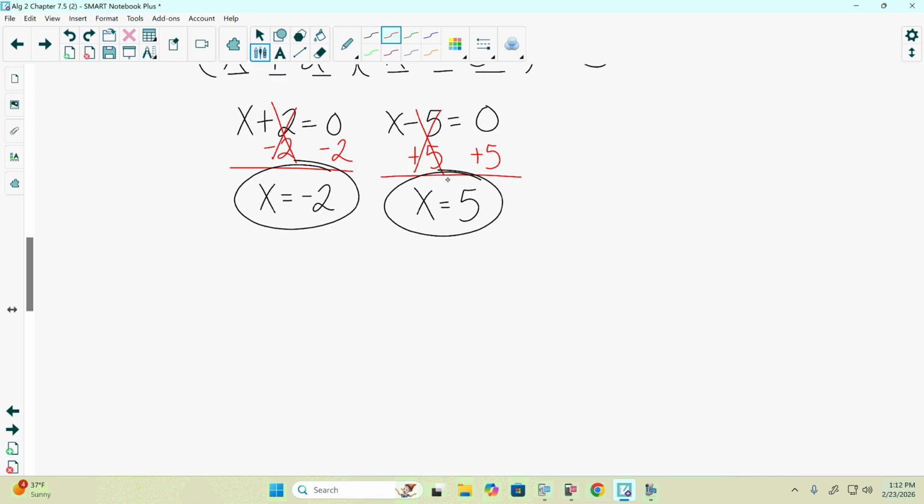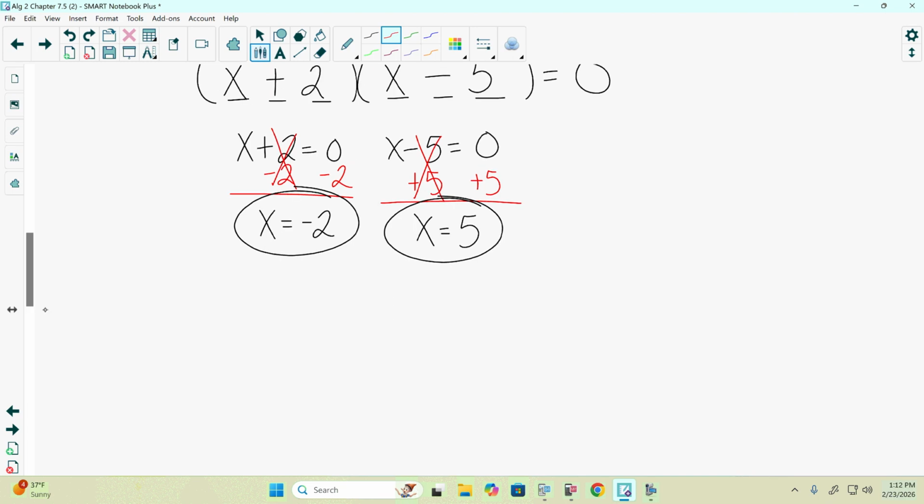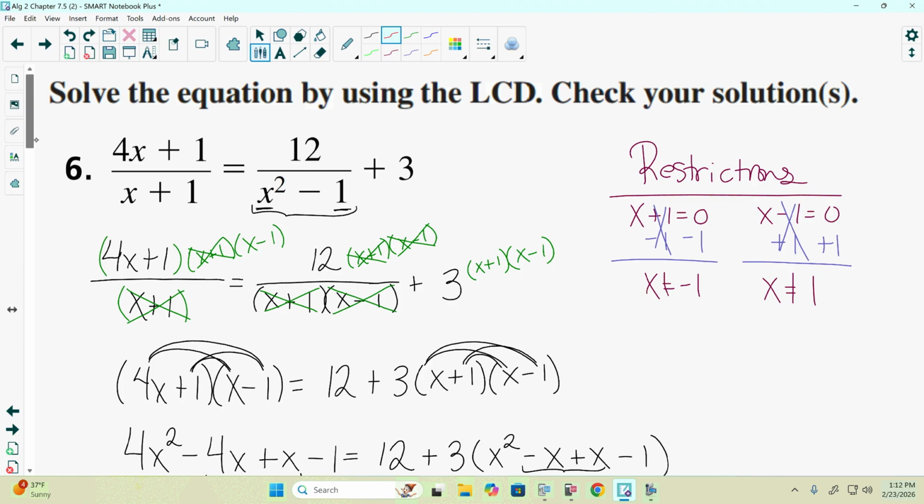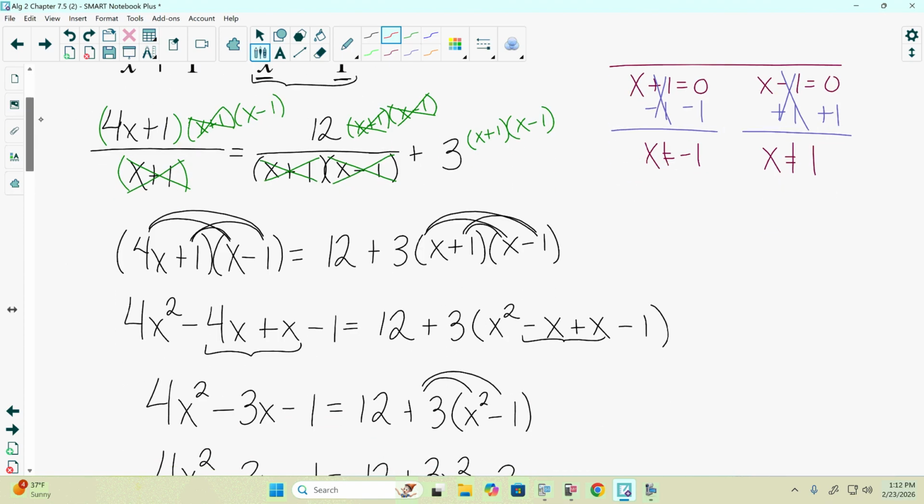And because neither one of these solutions is a restriction, it's not one of our values of x that would make that denominator be 0, it tells us that both of these solutions will work. Both of these are values of x that will make both sides of our rational expression be the same.